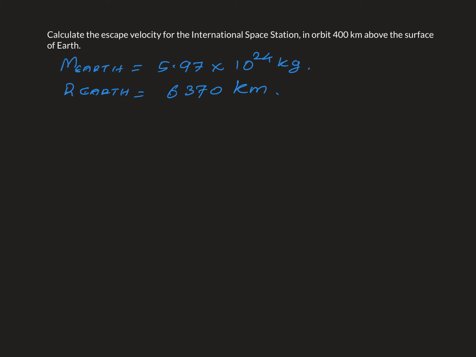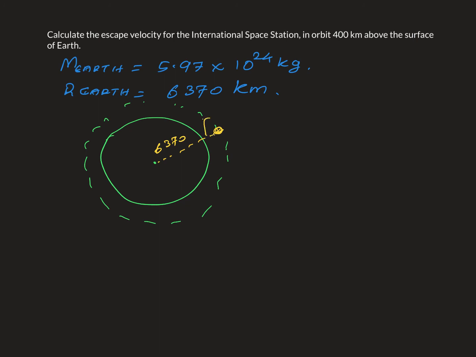So this question is about calculating the escape velocity for the International Space Station in orbit 400 kilometers above the surface of Earth. The International Space Station is a low Earth orbit satellite. That means it's not far from the Earth's surface, about 400 kilometers. So if we want to find the escape velocity of the International Space Station, this is Earth, and this is the center of Earth. Say we have the International Space Station orbiting the Earth here. The distance from here is 6370 kilometers, and then we have 400 kilometers here.